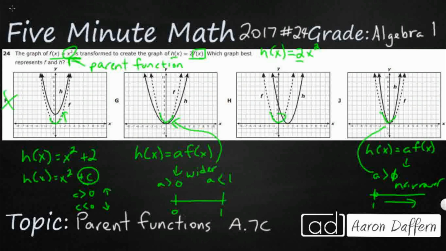This right here is actually h of x equals x plus d. You actually add something to the x before it gets squared. That's what's happening with h. So we're looking for it to become narrower. This h of x is narrower than the f of x, and that's what happens when your a, this multiplier, is greater than 1. In this case, it is 2, so that's what we're looking for. Our answer is J.